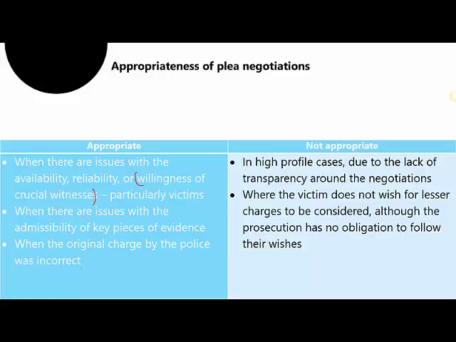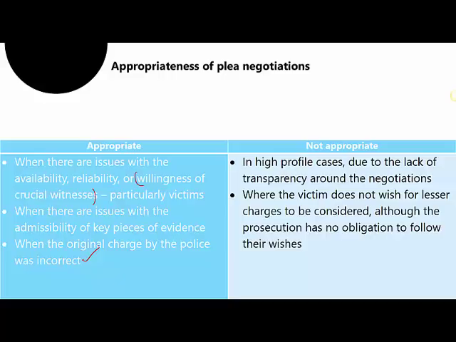Or, this is a really, really common one. The prosecution will seek plea negotiations when the original charge by the police was incorrect. Whilst police do a very good job and they play a vitally important function in society, as we know, they're trained in the law and they understand how the law works, but they're not lawyers, they're not legal professionals, they're not judges. Okay? And sometimes they can get in situations where they literally lay the wrong charge. Okay? Be that as extreme as laying a murder charge when in reality the situation is manslaughter.